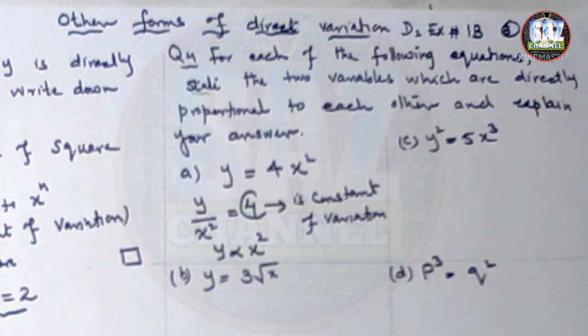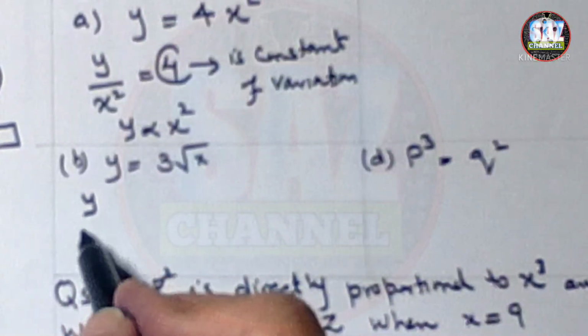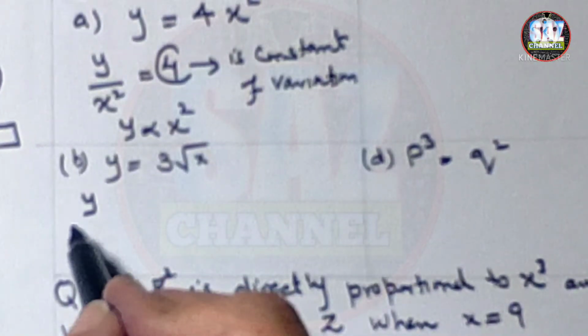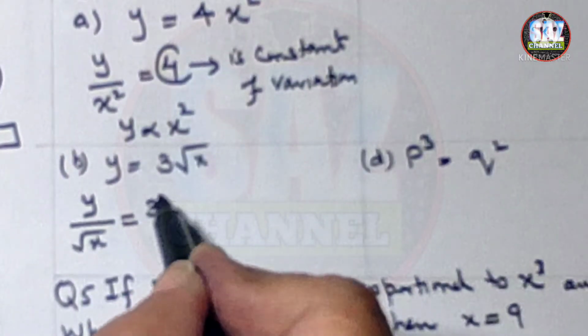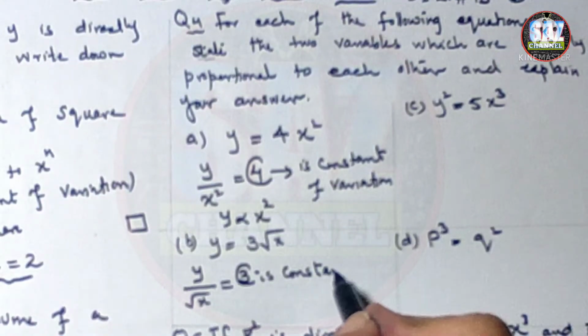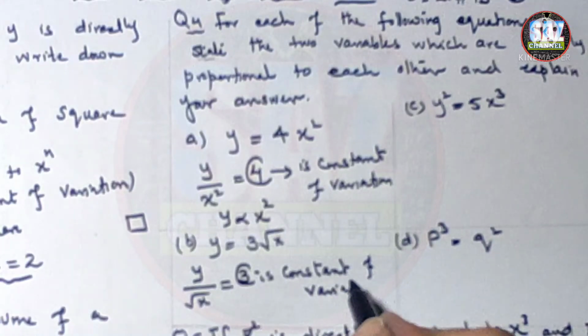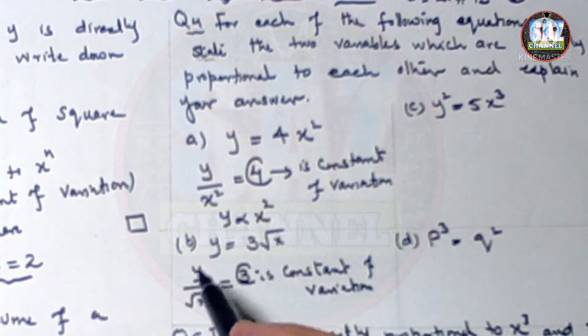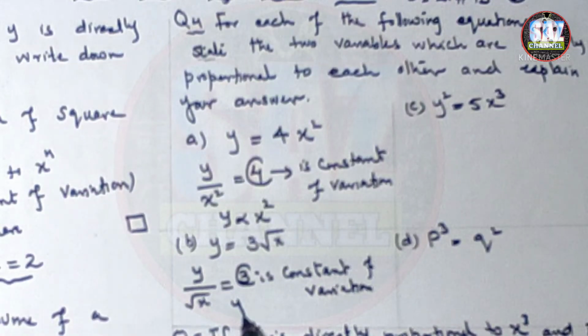Coming to B part, y by under root x equals 3, where this 3 is the constant of variation, and the two variables which are directly proportional to each other are y and under root x, square root x.